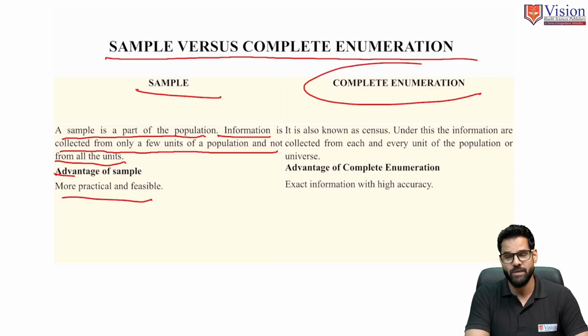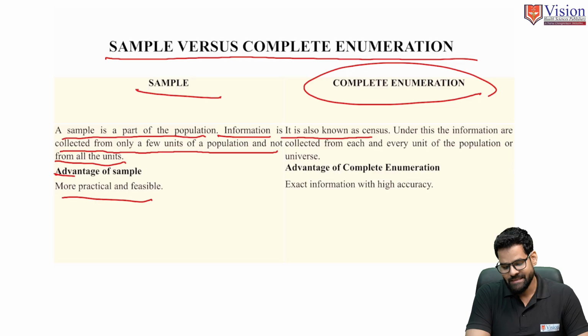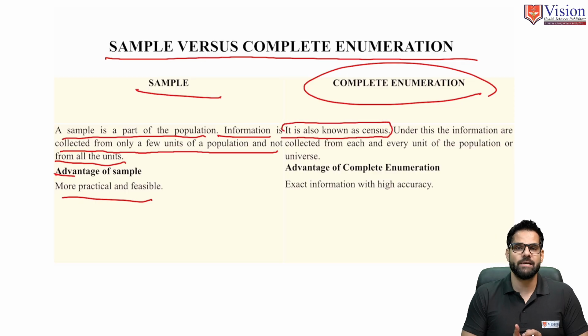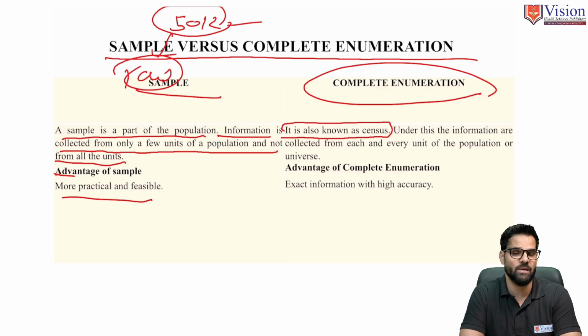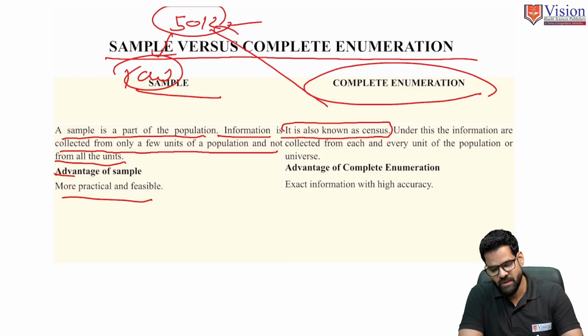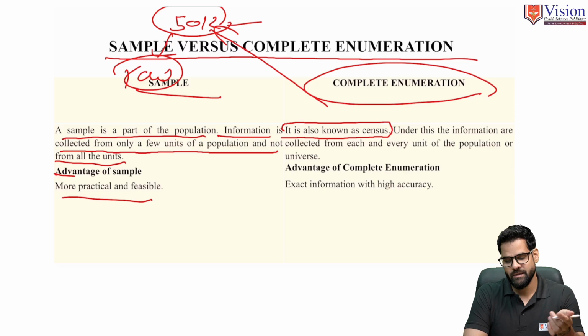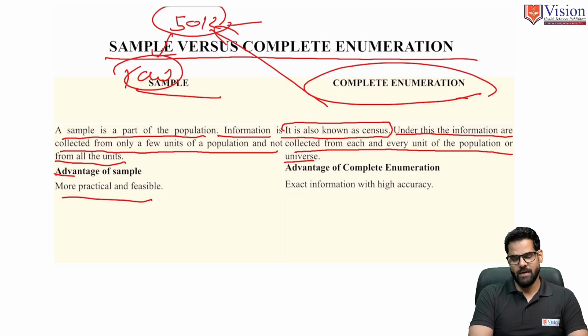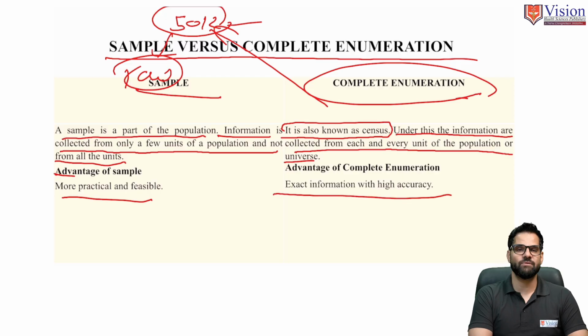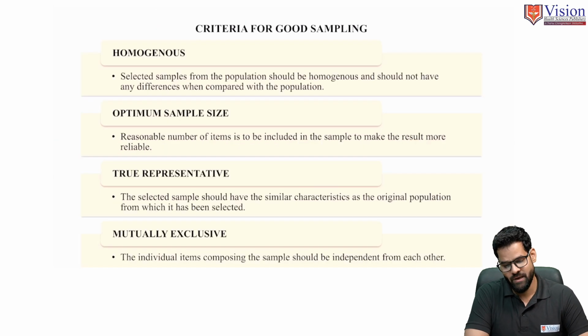What is complete enumeration? It is also known as a census. Full enumeration means you collect data from each and every element of the population. Like in the previous example, if there are 50,000 nursing students and you've taken data from 1,000 only, 1,000 what? They represent the entire population. That is a sample. But if you go to all 50,000 and you wanted to know about the same thing, then it is a complete enumeration. Under this, the information is collected from each and every unit of the population or universe. And advantage, of course, you get exact information with a higher accuracy. If I've taken data from the entire population, it will be more accurate than the sampling one.